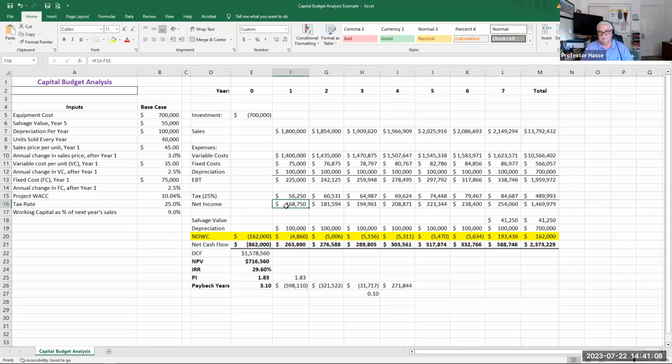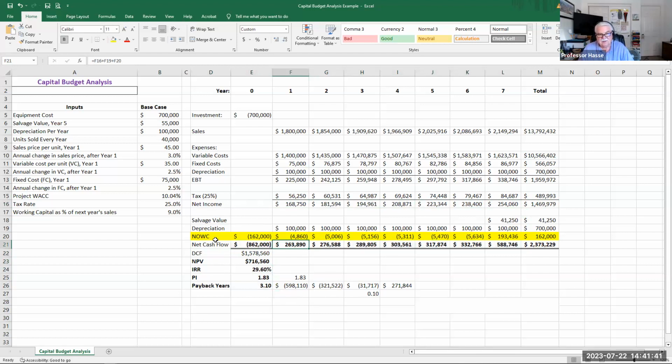This project of an investment of $700,000 with a depreciable life of 7 years is going to generate almost $1.5 million in profit, net accounting income every year for the life of the 7 years. But that's not the number I need for my return analysis. I need net cash flow, not net income. How much cash is being generated by this investment of $700,000?